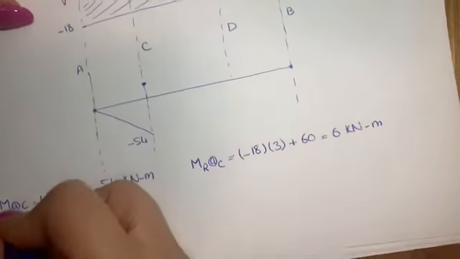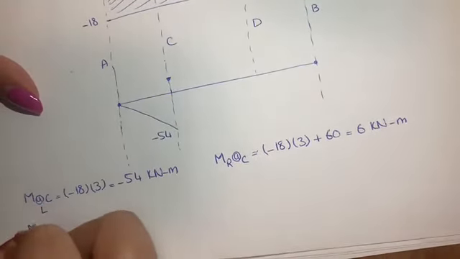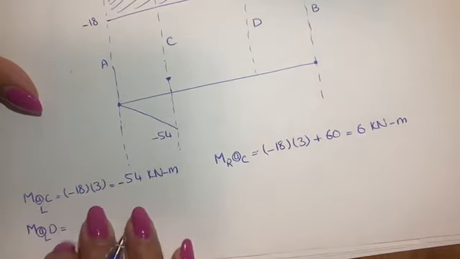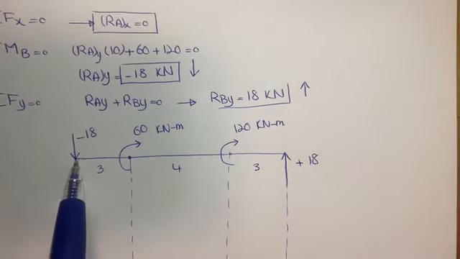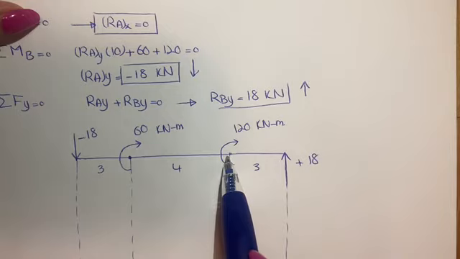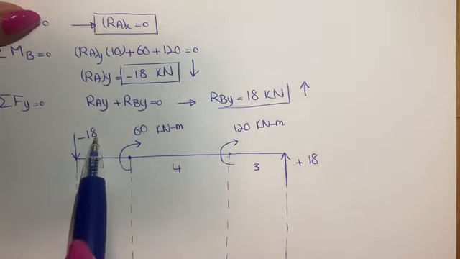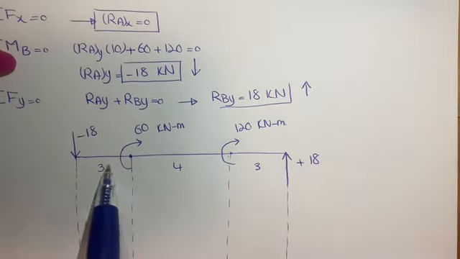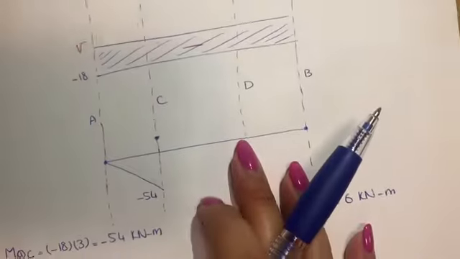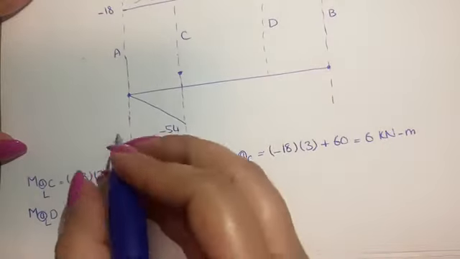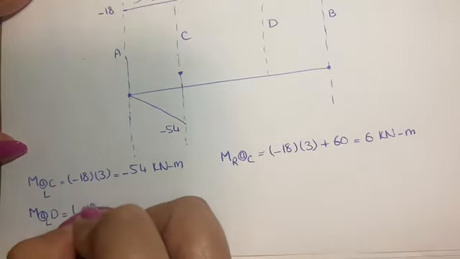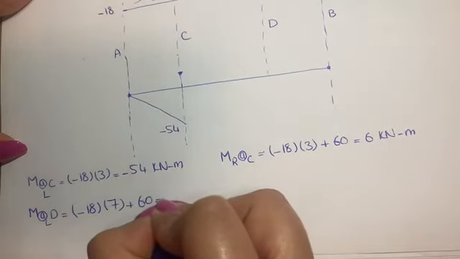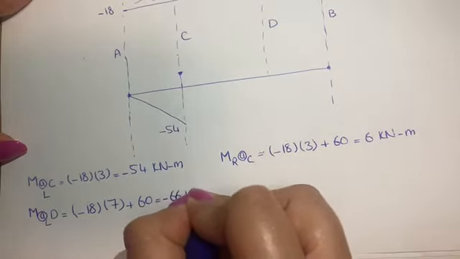In case of point D, at the left hand side, we have a moment created by this force at this point, you can see. So it is 18 times this distance, which is 7, and you also have to consider this force. So at the left hand side of point D, we have minus 18 times 7 plus 60, which is minus 66 kilonewtons meter.